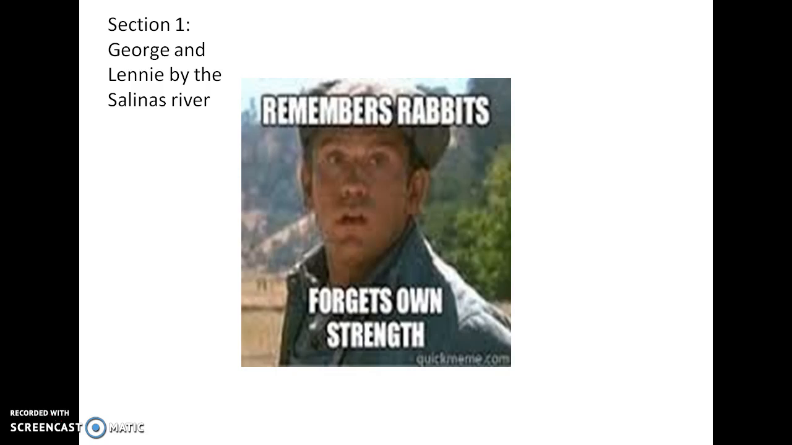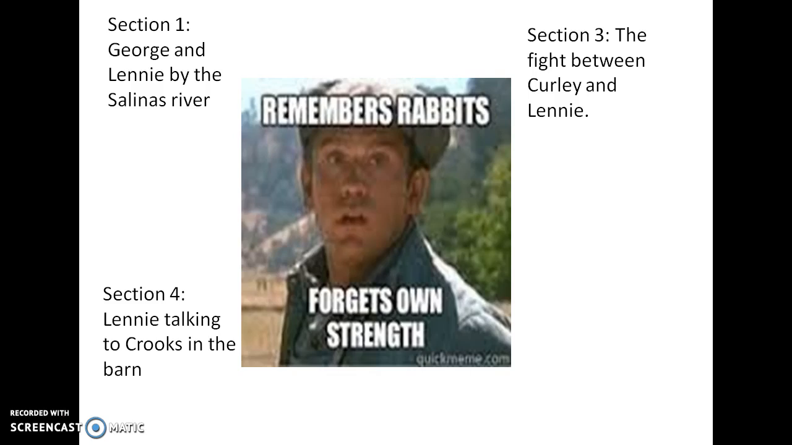So for this question, there are a few extracts I think could be used. Those are in section 1, where we have George and Lenny by the Salinas River. I think section 3, which is the fight between Curly and Lenny. Section 4, Lenny talking to the cook in the barn. And section 5, Lenny's murder of Curly's wife. Now I think that I can make the most original and perceptive points about section 5, so that is where I'm going to turn to now.